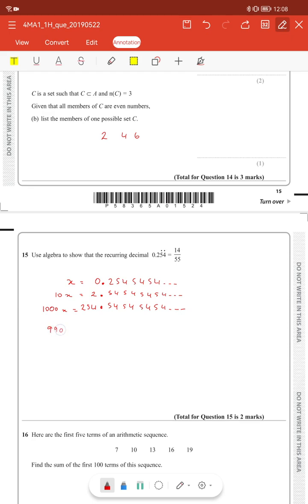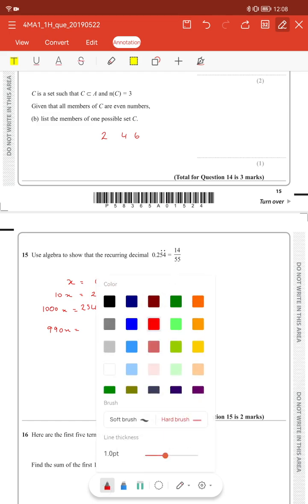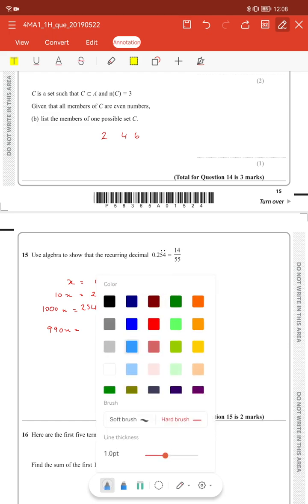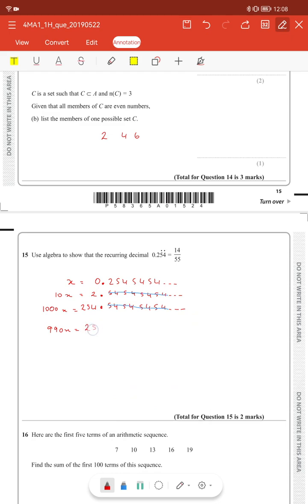So 990x would equal 254 minus 2. But what will happen is all of these will cancel with all of these, and I'd be left with 252. So x would equal 252 divided by 990, which we can keep simplifying to give us 126 over 495, and that will keep simplifying down until you get 14 over 55.